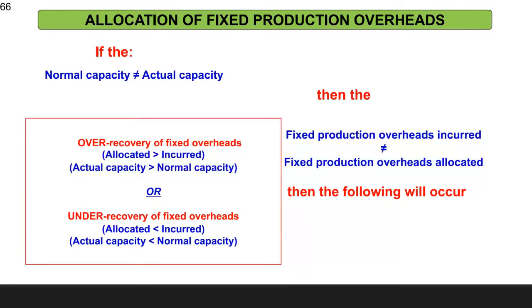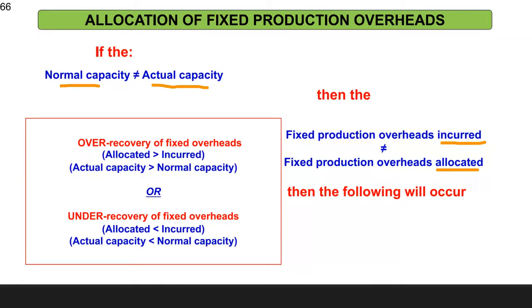Now, with the fixed production overheads, we said the problem is we can't allocate it like we do the variable ones, like direct material and direct labor. There's no direct link. So we have to use this thing called normal capacity. Normal capacity is never equal to actual capacity. So we have a situation where the amounts that we allocated can sometimes not equal the amounts that we incurred. Does that make sense? The amounts that we end up allocating don't always equal.